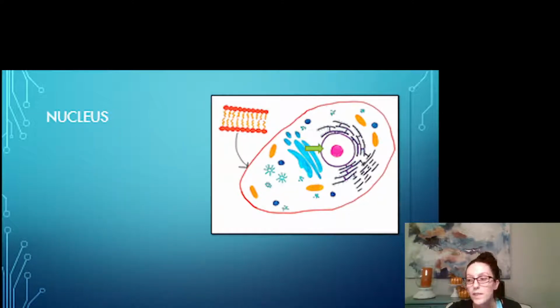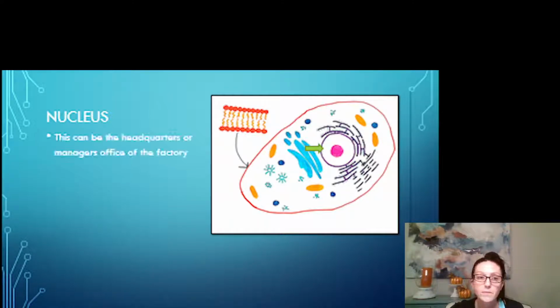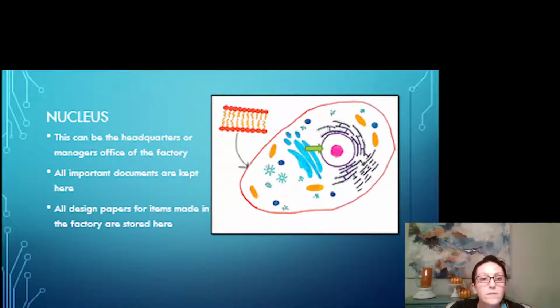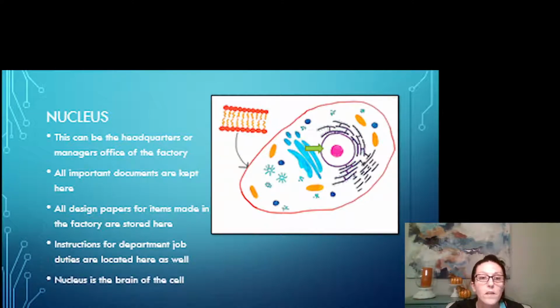Next up, we have the nucleus. It contains the DNA, it's surrounded by the nuclear envelope, and contains the nucleolus, which produces ribosomes. It also controls everything that happens in the cell. This is where the headquarters or the manager's office would be in the factory. All important documents are kept here. All design papers for items made in the factory are stored here. Instructions for department job duties are located here as well. The nucleus could be considered the brain of the cell.